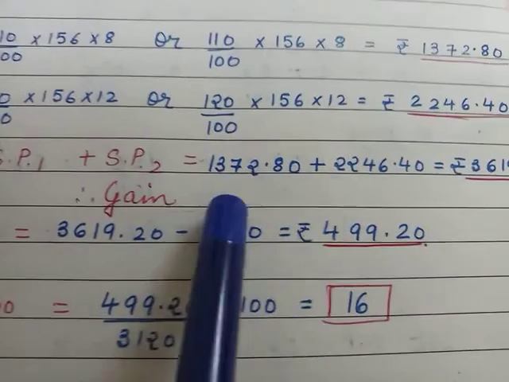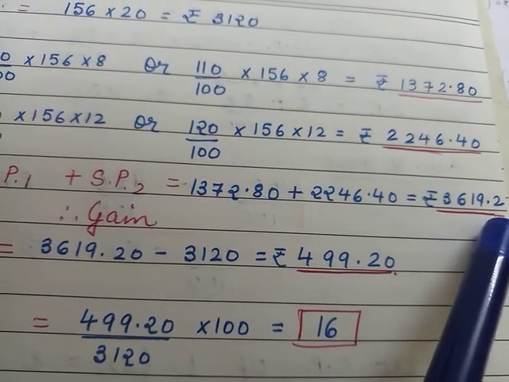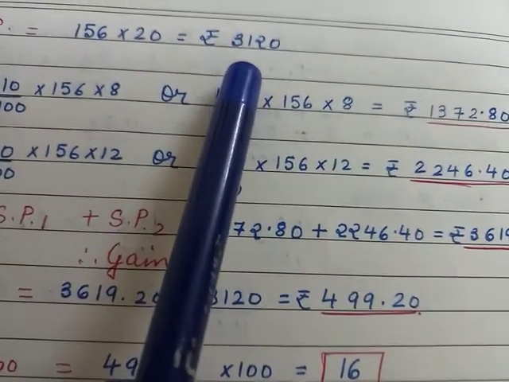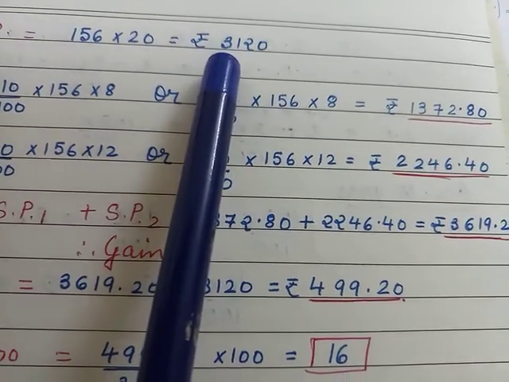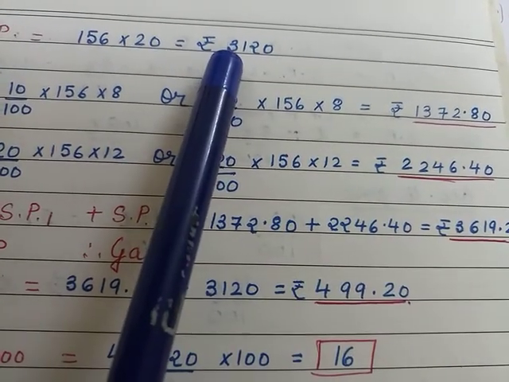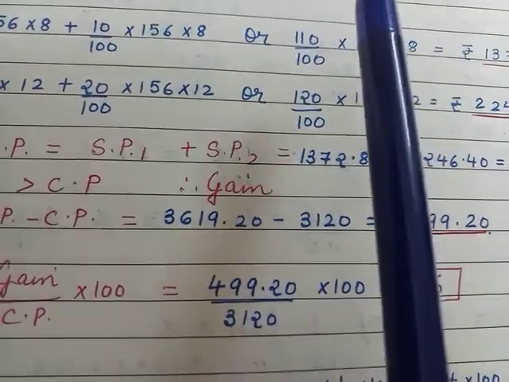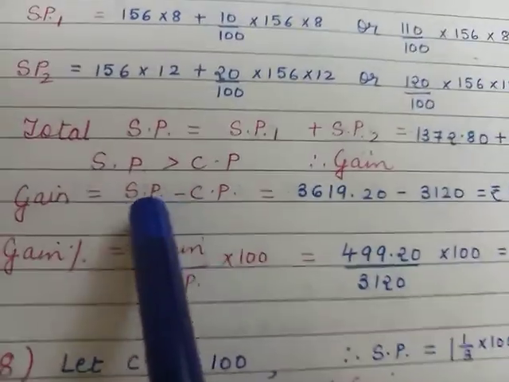Now we calculate the total SP, that is selling price for the first 8 and the remaining 12 dozen notebooks. So if we add both, it is going to become 3619.2. And he paid 3120. So which is greater? Obviously selling price is greater than cost price, and it is given in the question that he is looking for the gain percent. So that is the case of a gain.